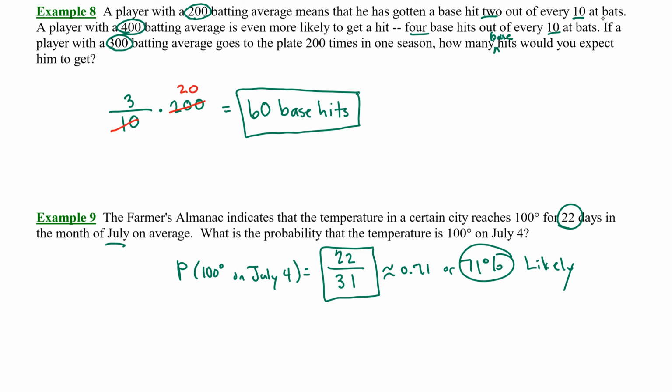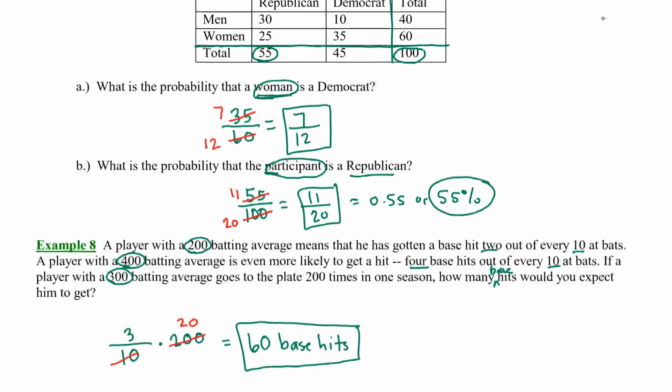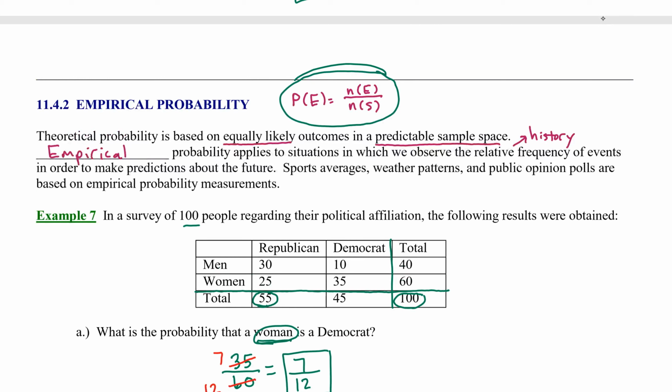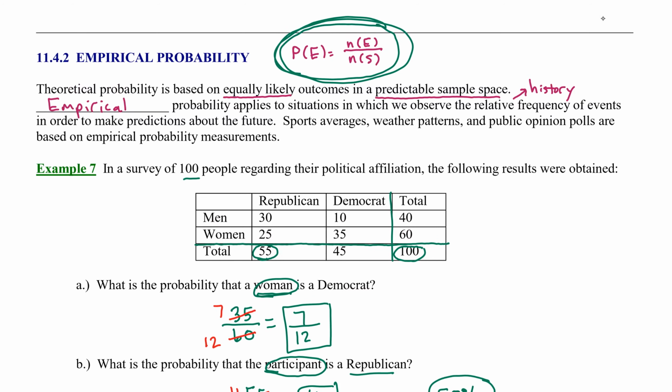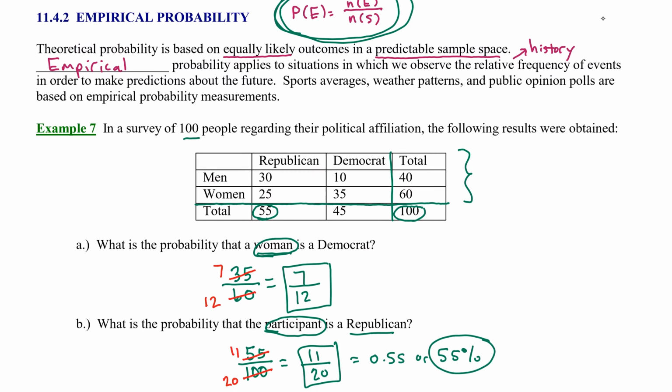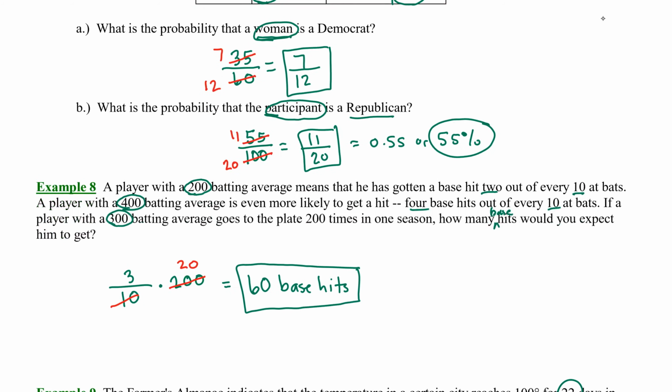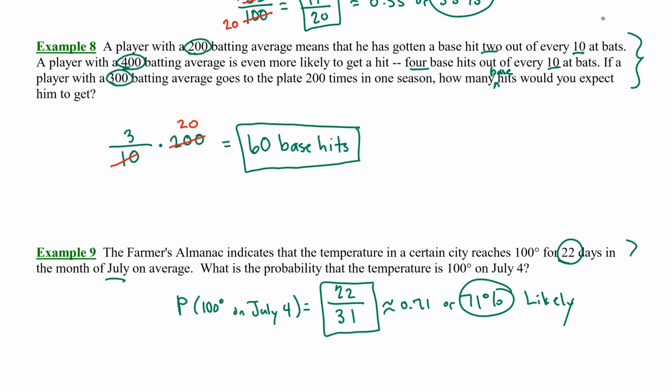So bottom line, empirical probability is calculated using the same formula as theoretical probability, but instead of looking at the events in the sample space, we look at things such as data gathered from a poll, or historical behavior such as a batting average, or even the historical behavior of the weather, using that to predict and measure the future. So this completes our Chapter 11 study on counting principles and probability.